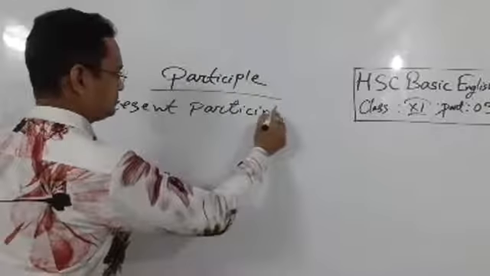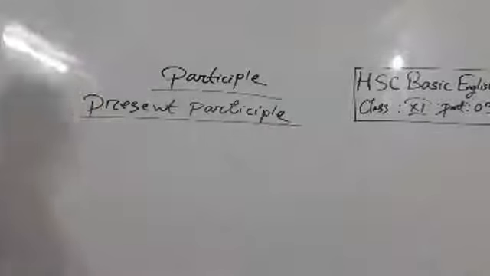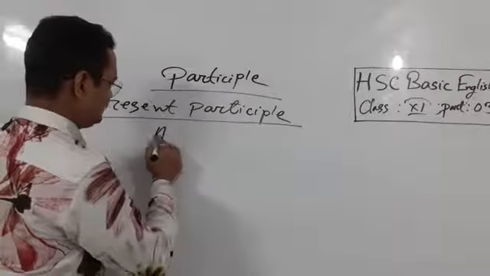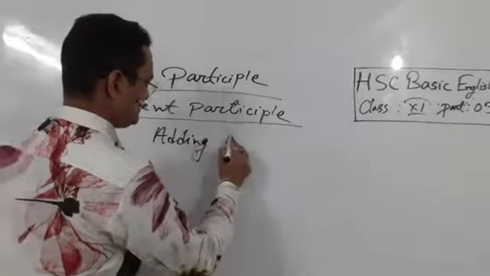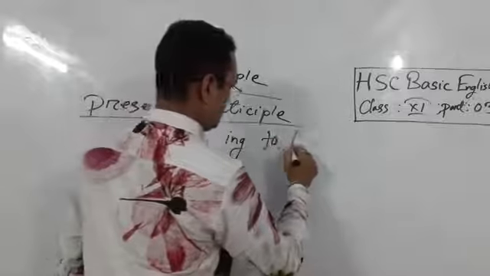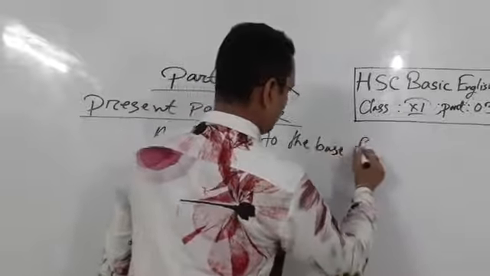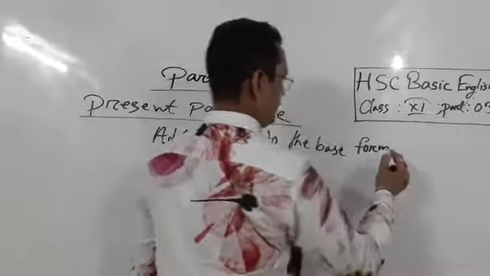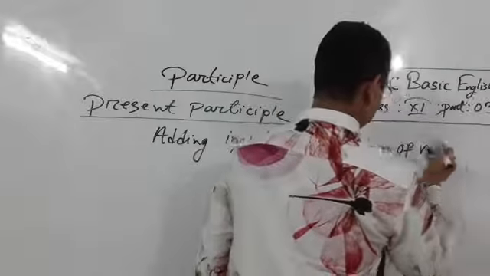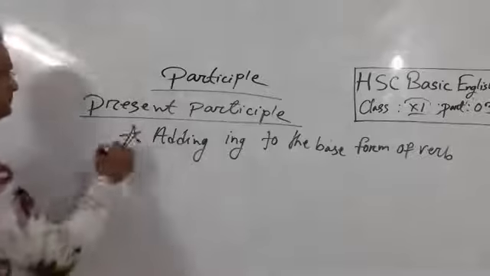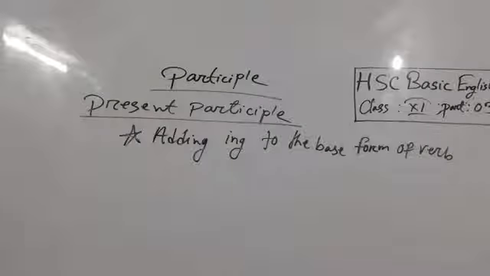One, what is present participle? Adding ing to the base form of a verb, that means adding ing to the base form of a verb.